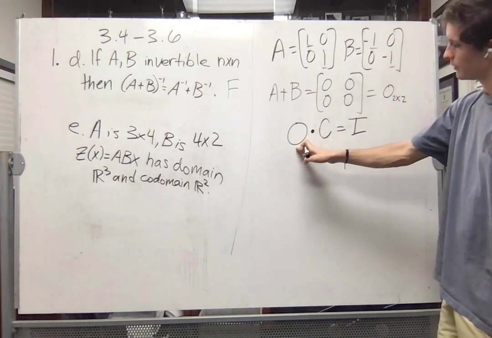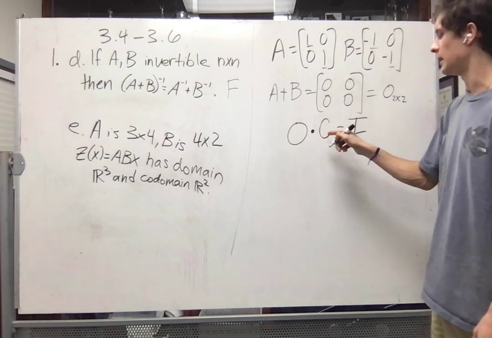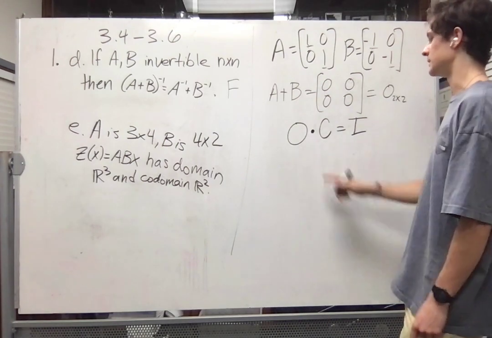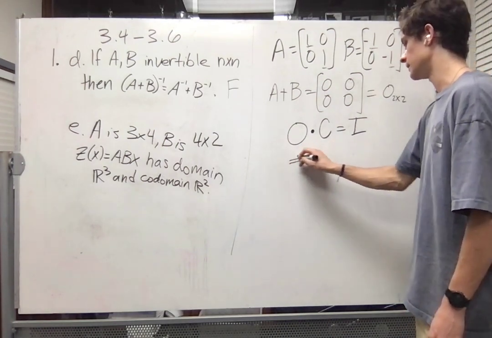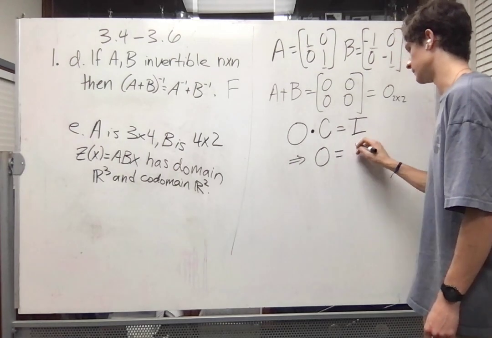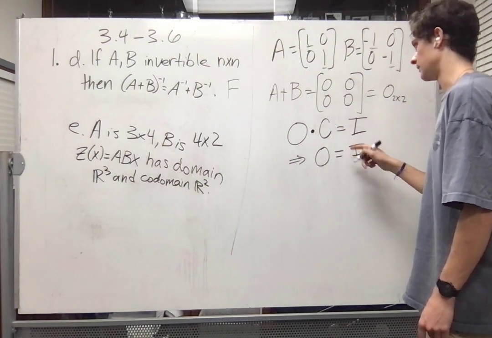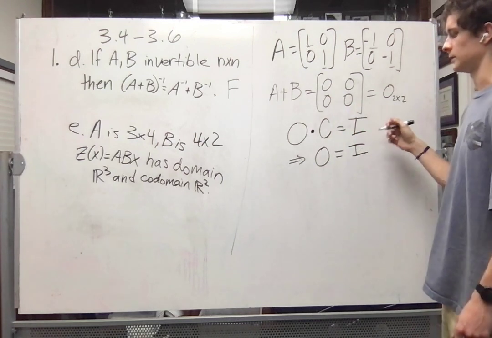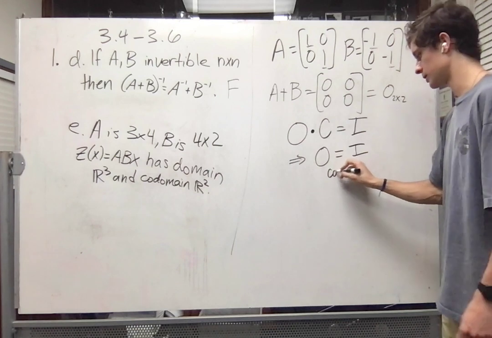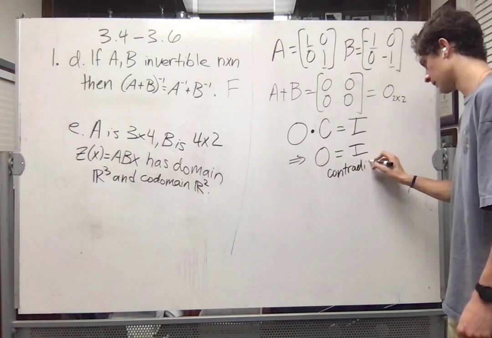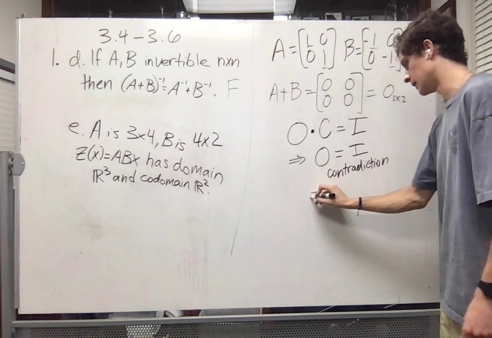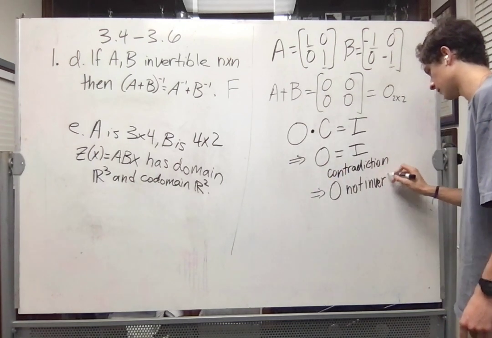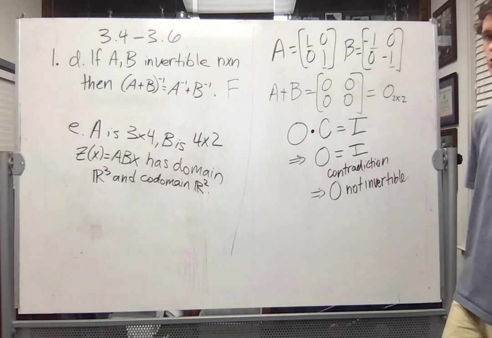So if 0 were invertible, then there should exist some matrix that we can multiply it by to get I. But 0 times any matrix is 0, so this implies that 0 is equal to the identity. 0, 0, 0, 0 is certainly not equal to 1, 0, 0, 0. So this is a contradiction. This contradiction tells us that 0 is not invertible. Any way you look at it, that's going to be true.